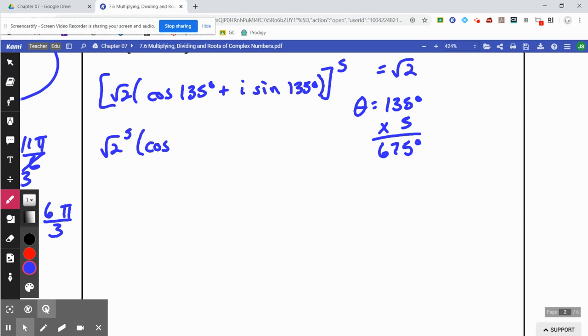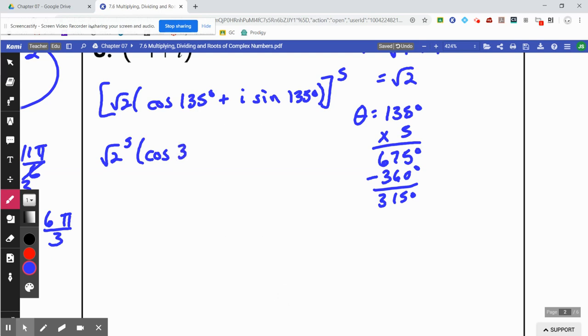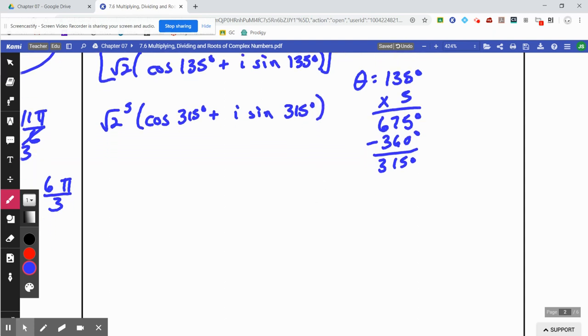However, we don't want to work with 675. That's an ugly angle. So let's take away a rotation to find a coterminal angle here, and we get a 315-degree angle. So this would be cosine 315 plus i sine 315. And now let's just clean it up.